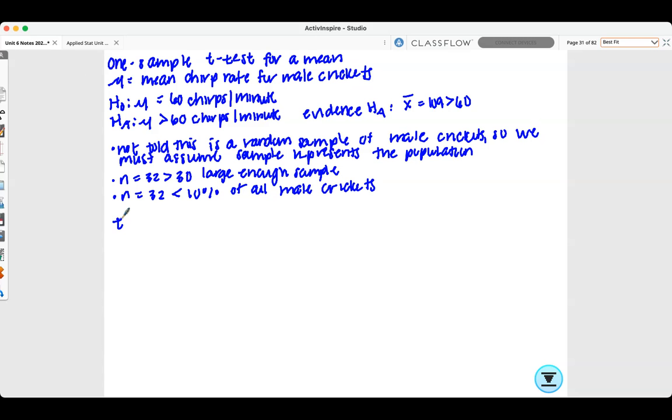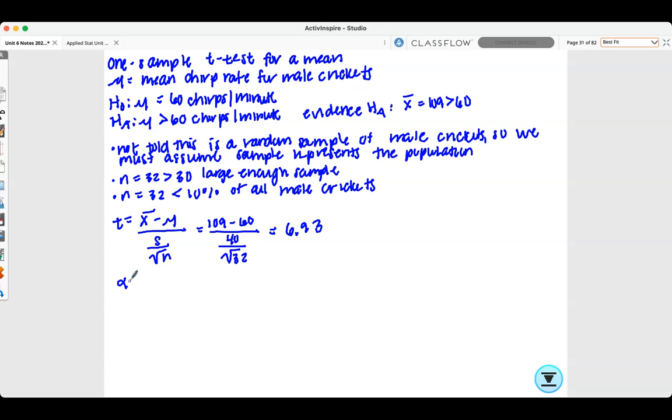Now we need to find t. t equals x bar minus mu, all over our sample standard deviation over the square root of n. So that would be 109 minus 60, all over 40, divided by the square root of 32. You can go ahead in your calculator and put this information in your t-test using stats, and you have your mu, x bar, sample standard deviation, and n. When you put that in, this will give you your t value of 6.93.